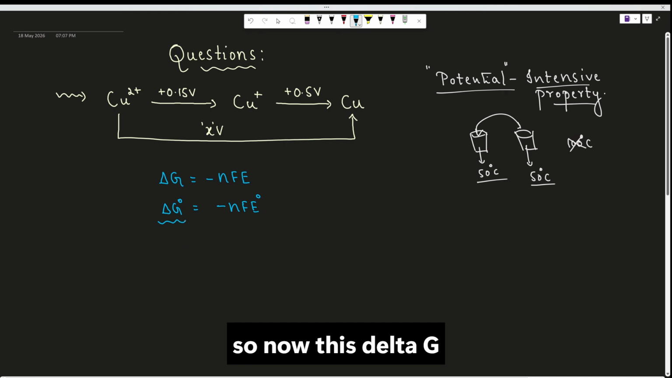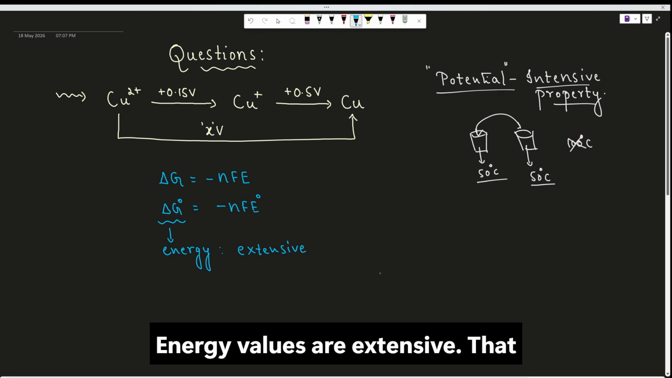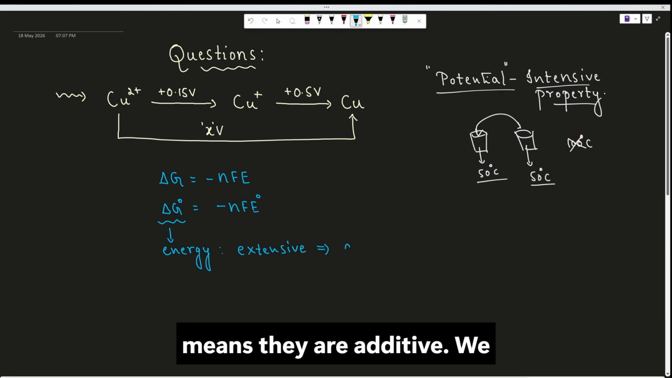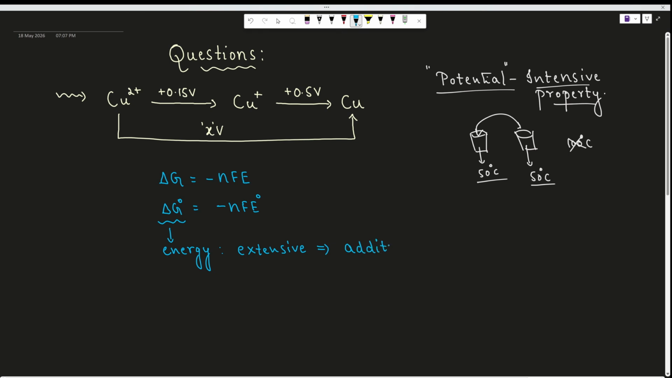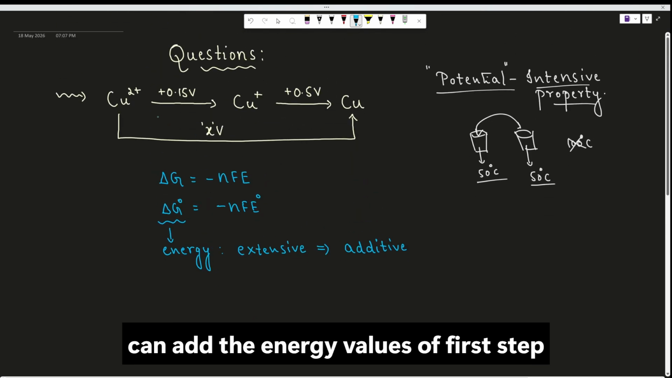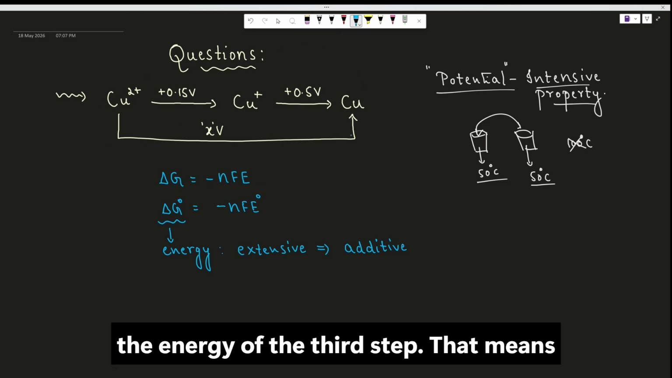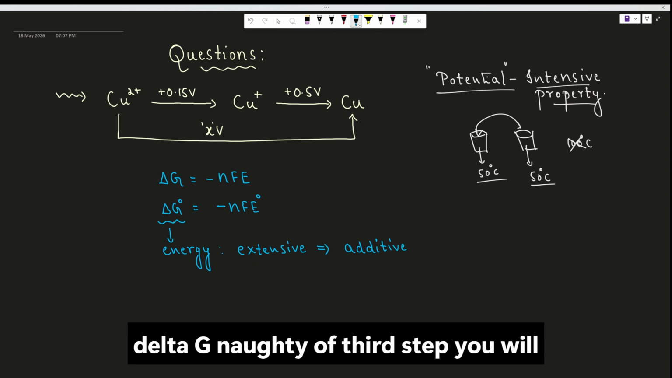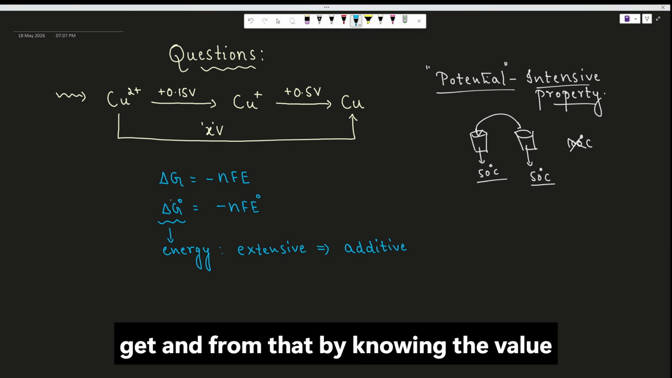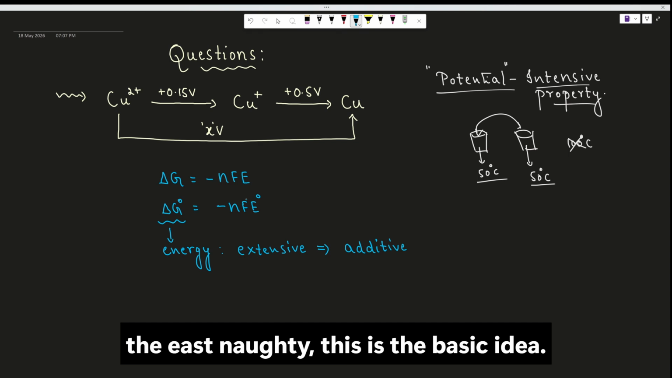Okay, so now this delta G naught is an energy value, and energy values are extensive. That means they are additive. We can add them. So what we do here is we can add the energy values of the first step and the second step in order to get the energy of the third step. That means delta G naught of the third step you will get. And from that, by knowing the value of n and F, you can calculate the E naught. This is the basic idea.